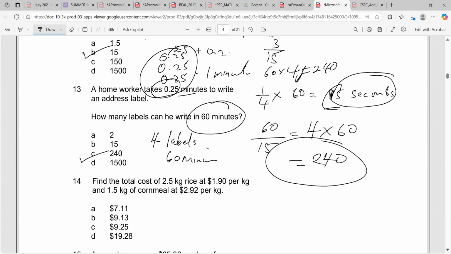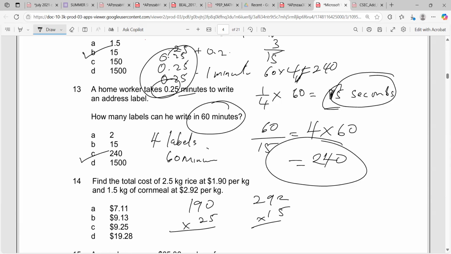Number 14 says, find the total cost of 2.5 kilograms of rice at $1.90 per kilogram and 1.5 kilograms of cornmeal at $2.92. Let's do the multiplication. So we have 190 times 25, which will give you the total price for the rice. And then 292 times 15, which will give you the total price for the cornmeal, and we'll add them, right?